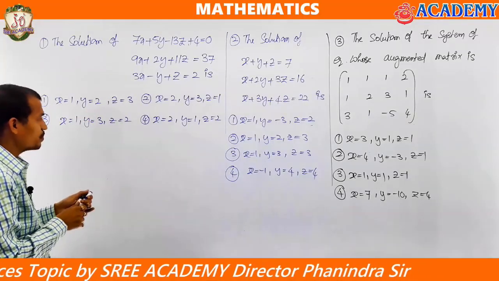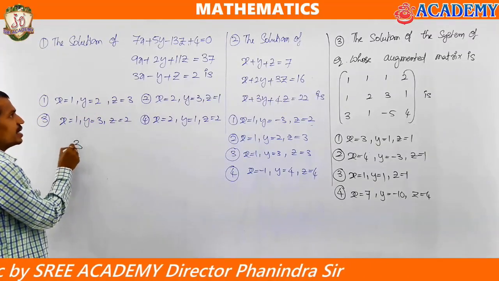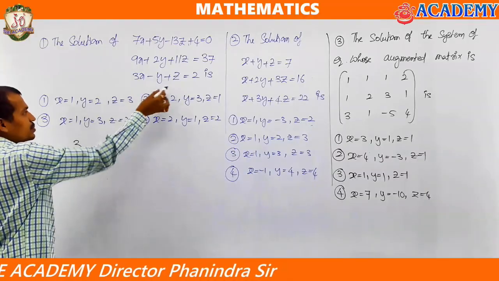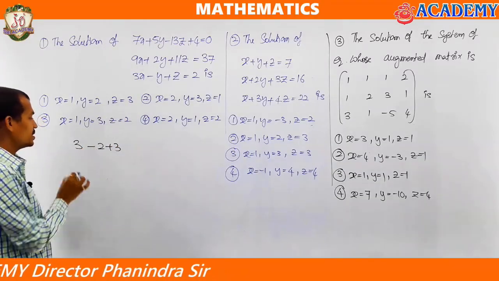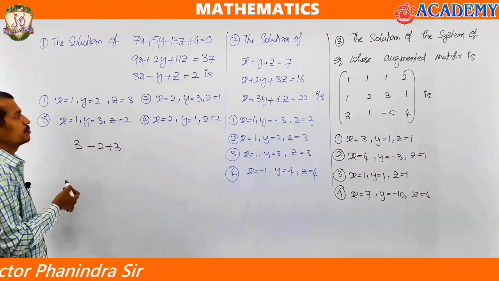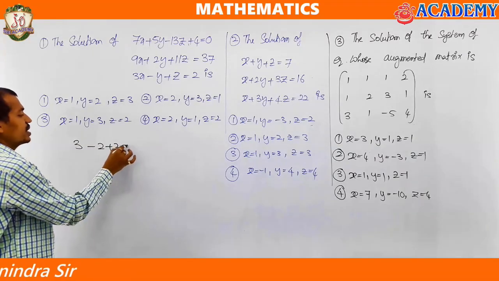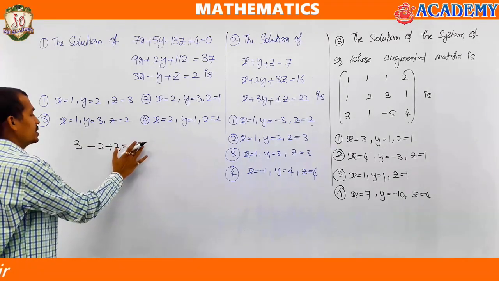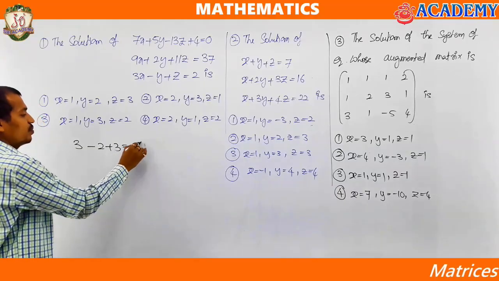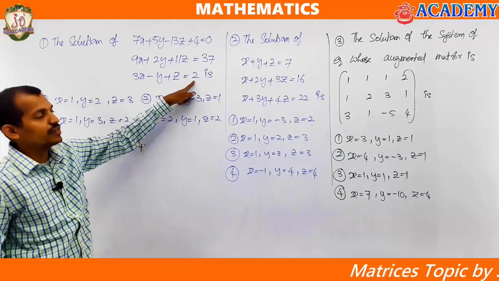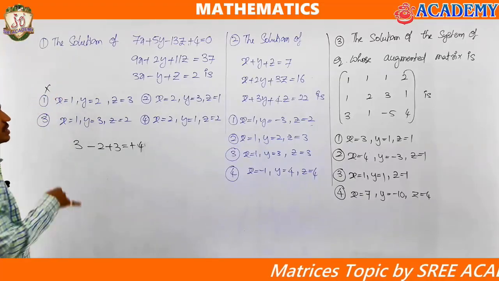Now substituting: 3 minus 2, y plus 2, z plus 3 plus 3. What is the answer? It is going to be 6 minus 2, which is nothing but 4. But here we got 2. That's why this option is not going to be the answer.